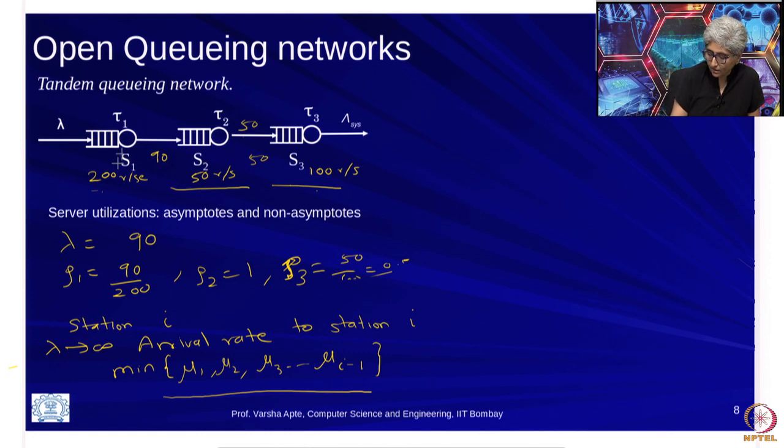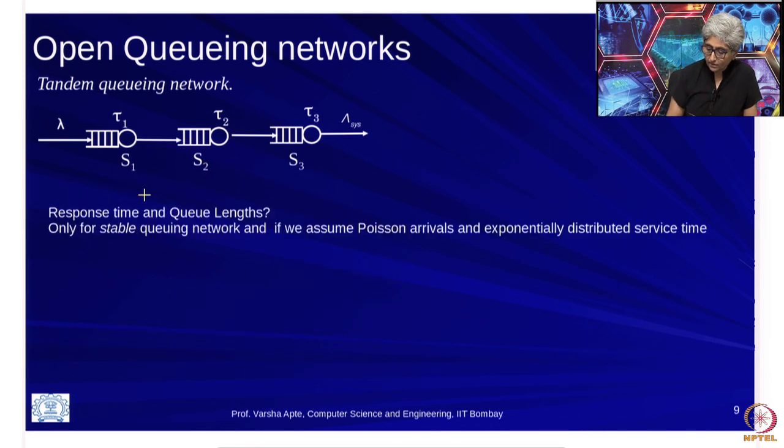Just like here, as lambda tended to infinity, mu 1 was 200 and mu 2 was 50. So at station S3, it would basically never get more than 50. However, at station S2, it could get 200, right? It could get 200. We are going to try and generalize this later. But let us look at one more metric here, which is the response time and queue lengths.